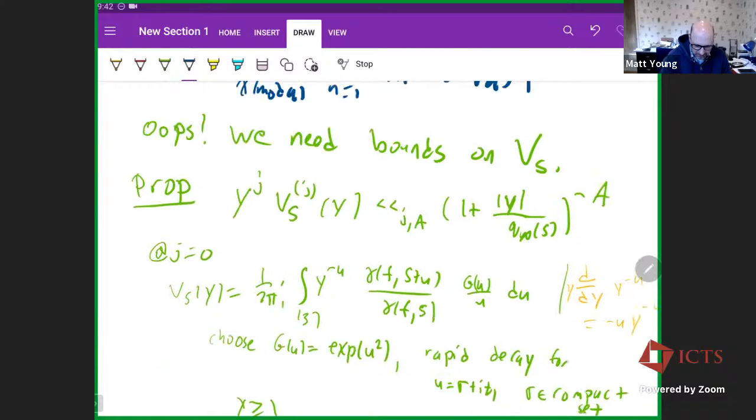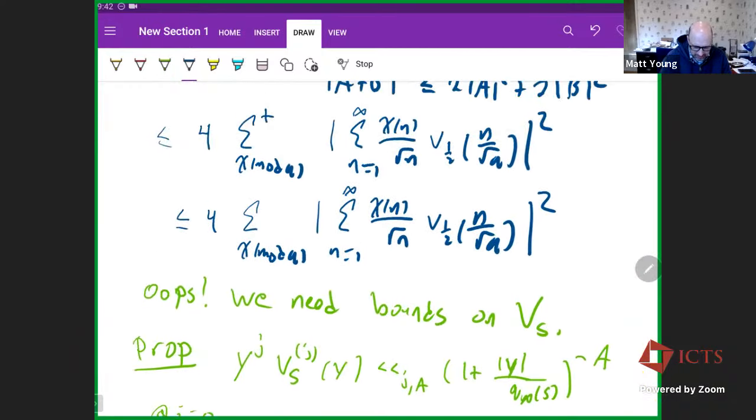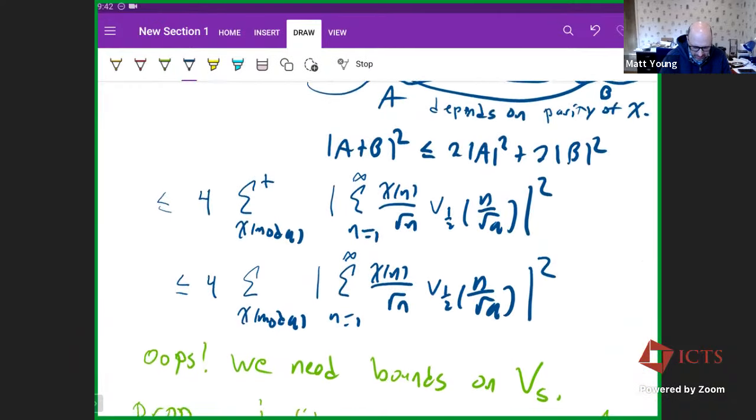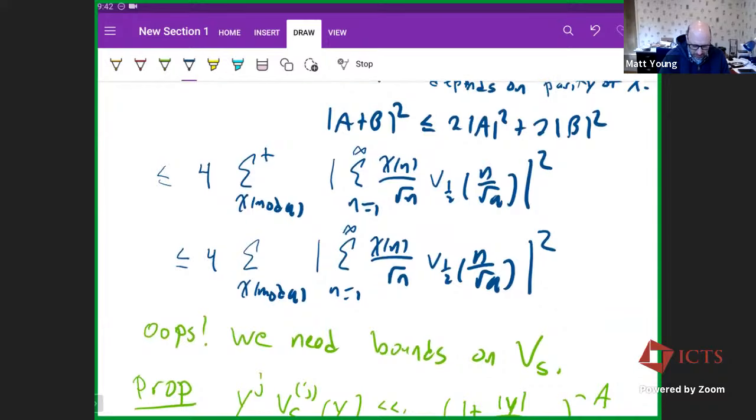Okay, so I forgot to do that, but now we're back to our sum. We need to sum over chi mod q of this sum. Now that we know this proposition, this is basically going to say that V 1/2 has rapid decay. So the main part is n going up to square root of q, and then we also have the tail where n is bigger than root q.